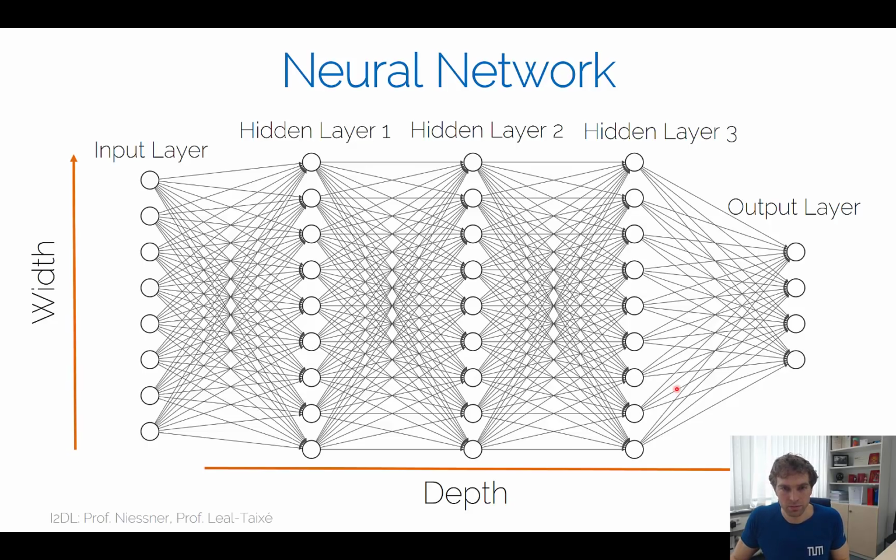But what is very important is we don't have any cycles here, right? So we have here input on the left-hand side, and we have output on the right-hand side, but there's no loop in the network. So all this goes from left to right.